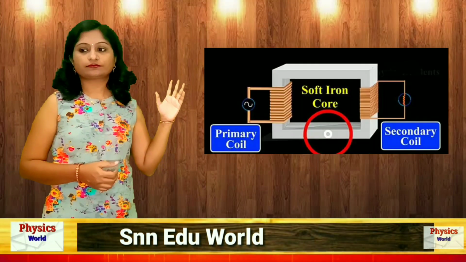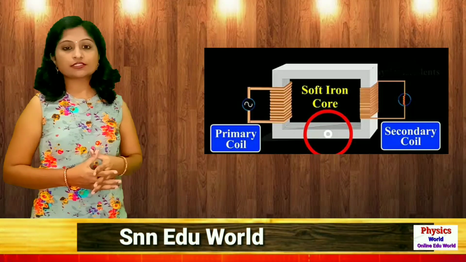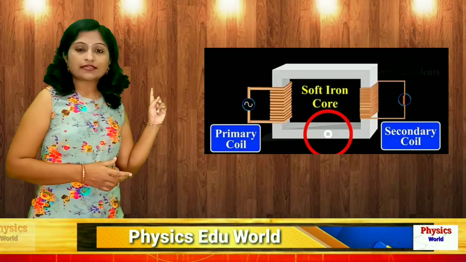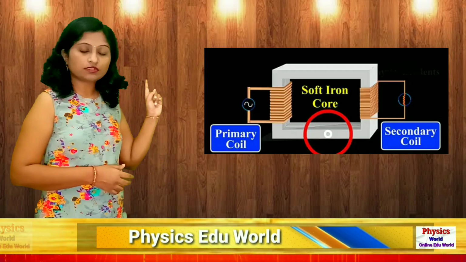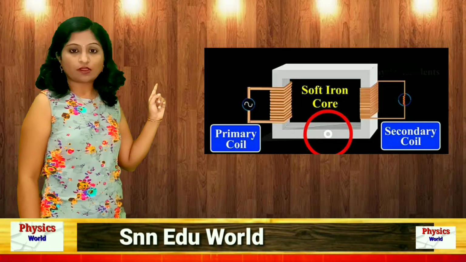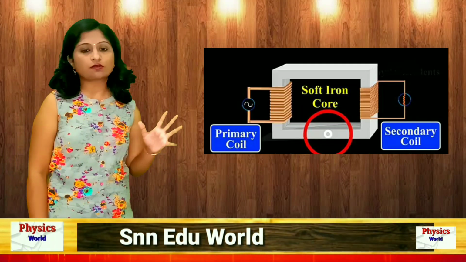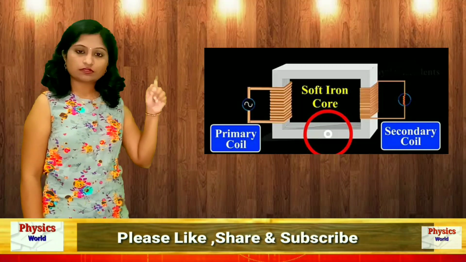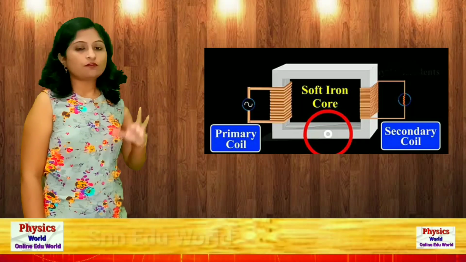So first of all, observe the diagram. Here I have shown a transformer. It consists of a soft iron core on which the wires are wound on two sides. The side where we are giving the input AC is the primary coil, and the other winding, where we are getting the output, is called the secondary coil. So primary coil for input and secondary coil for output, and these are windings on the soft iron core as shown here.